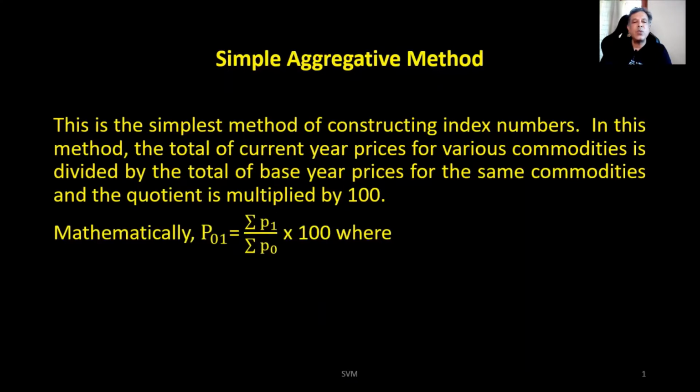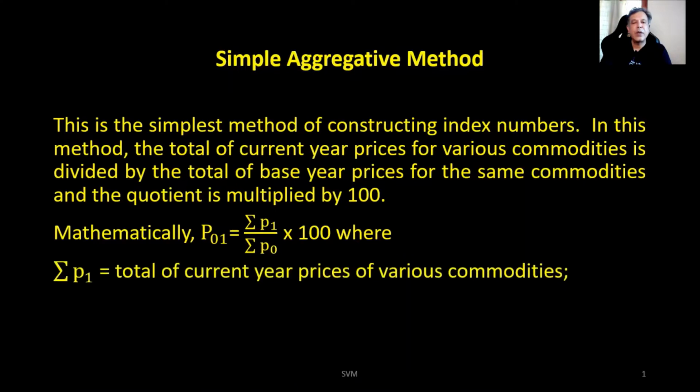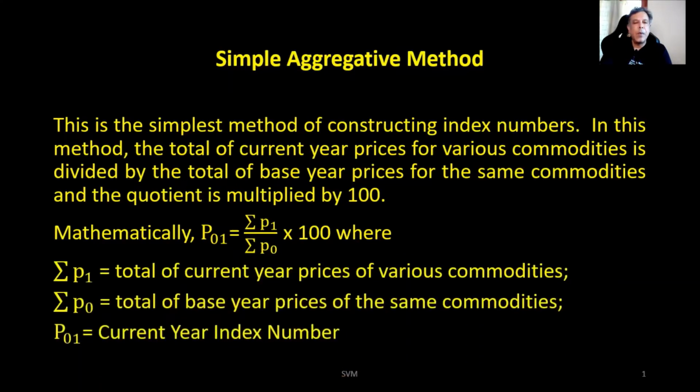Small p suffix 1 denotes the current year's commodity prices, and the summation means you are summing up all those commodity prices in the current year. Similarly, summation p naught means the sum of all the commodity prices of the base year. The whole thing you are multiplying by 100. That is what is briefed here. And of course, this P01 is your current year's index number.